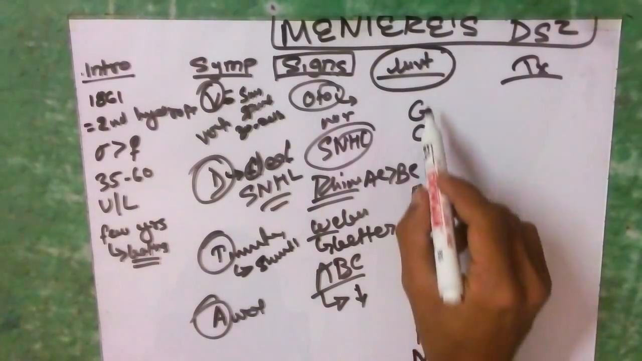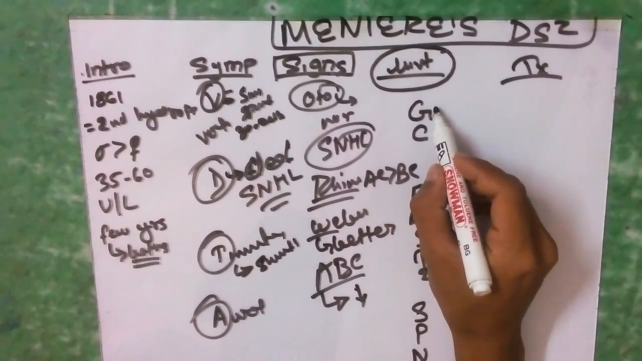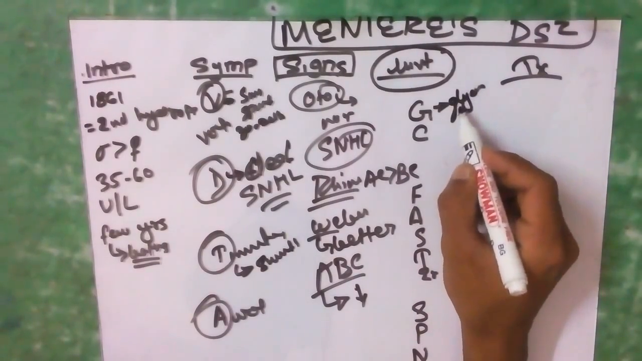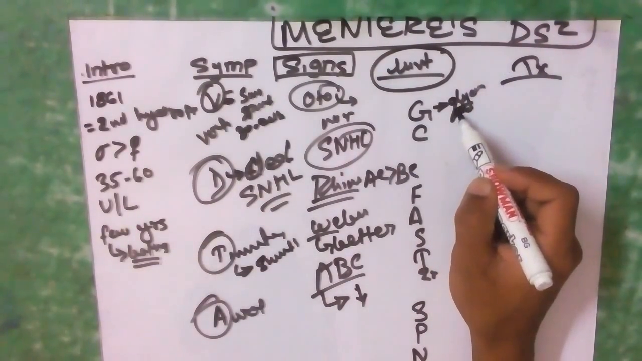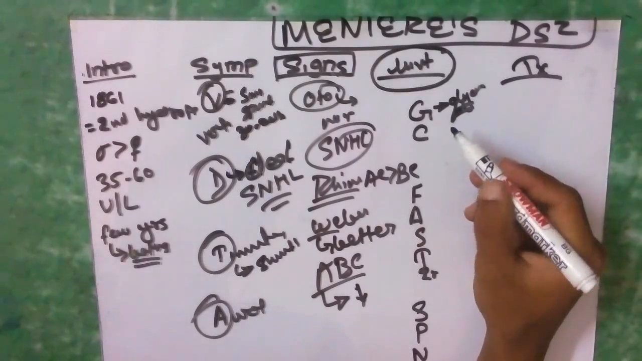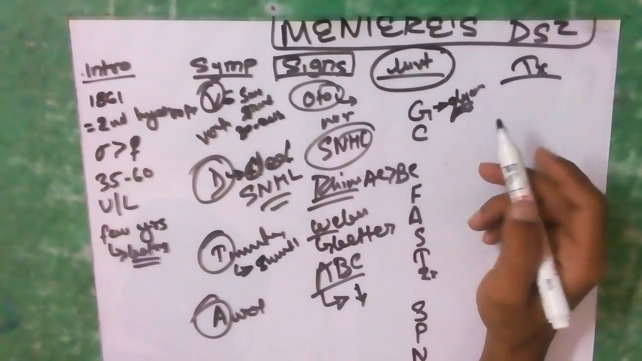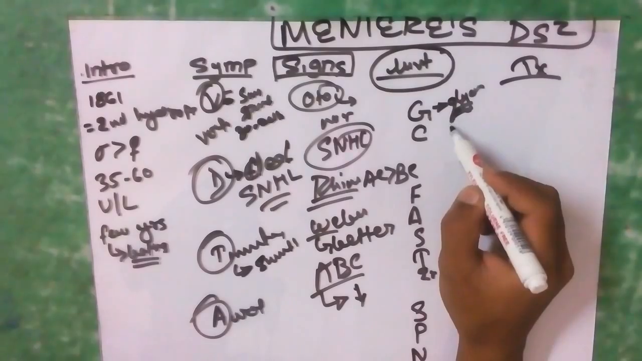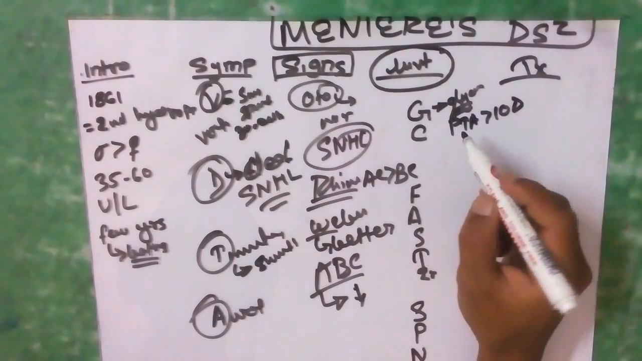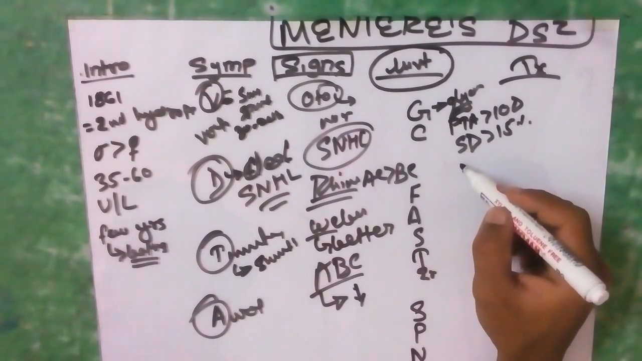If you remember this, then it covers all the investigations related to Meniere's disease. What does G stand for? Glycerol test. When glycerol is introduced into a patient of Meniere's disease, the pure tone audiometry gets better. PTA improves by more than 10 decibels, and speech discrimination increases by more than 15%.